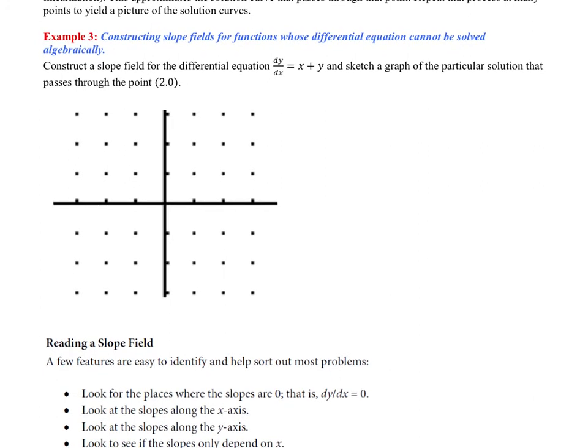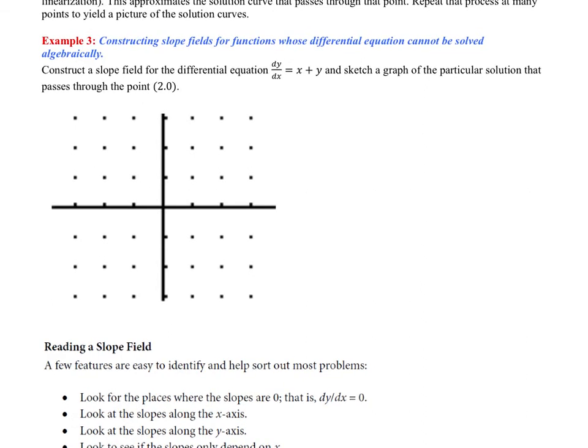I'll show you a couple of interesting techniques to make you move along a little quicker. It says construct a slope field for the differential equation dy dx equals x plus y, and sketch a graph of the particular solution that passes through the point 2, 0. Not 2.0, 2, 0. So I'm going to go the slow way here, and I'm just going to plot these 9 little slopes right here. And I'm going to show you a more interesting way to do this. So let's plot those slopes.